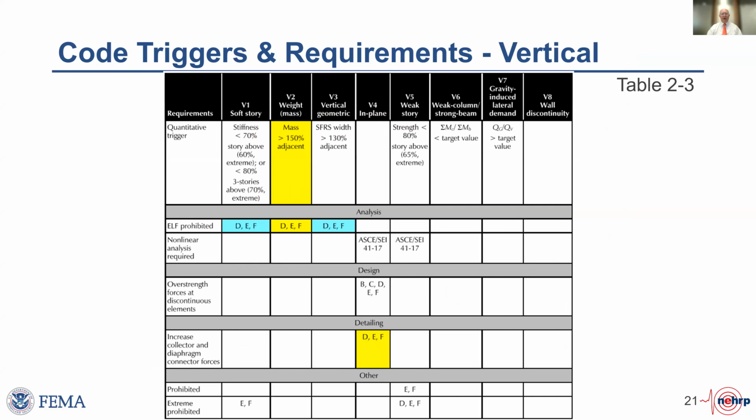Then for the vertical irregularities, we did the same thing. We've got this whole suite of configuration issues that we identified. The ones in yellow are areas where this project resulted in specific quantitative changes in ASCE 7. The ones highlighted in cyan were also changed in ASCE 7-22, but as a result of other studies. We'll mention it as we continue.